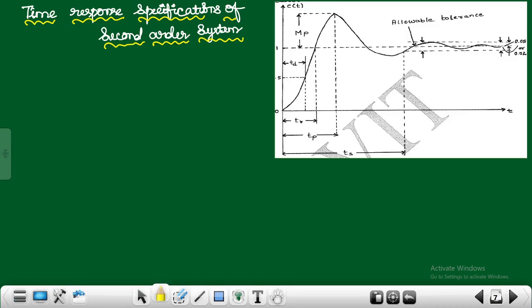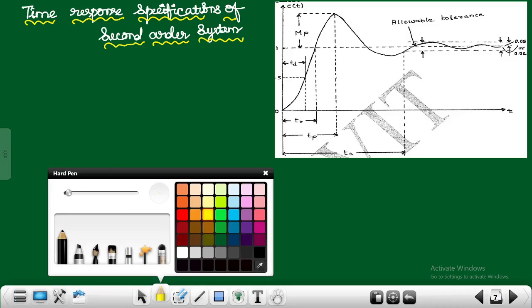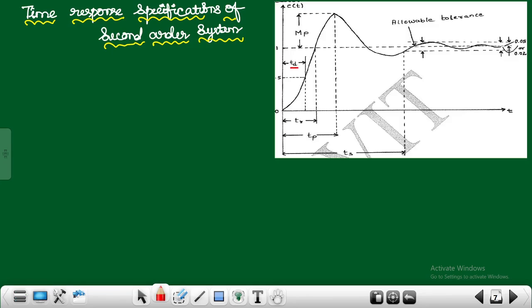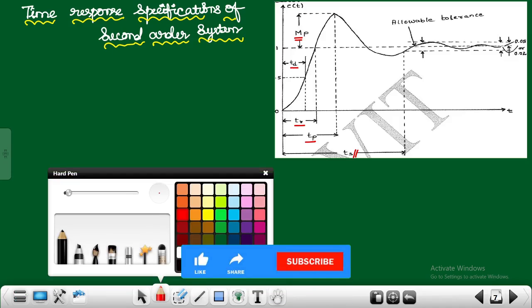But whenever we take the transient response, it has some specifications which define the transient response of any given system. These specifications are important in deriving the transient response of a second order system. There are some specifications: first we start with delay time, then rise time, then peak time, then the maximum peak overshoot, and finally settling time. These are the different time response specifications of the second order system. Let us write them one by one.